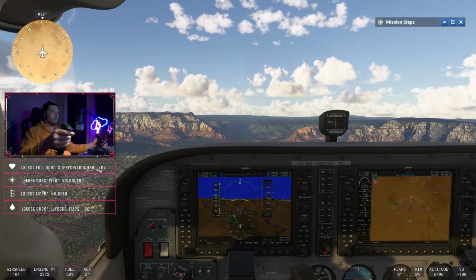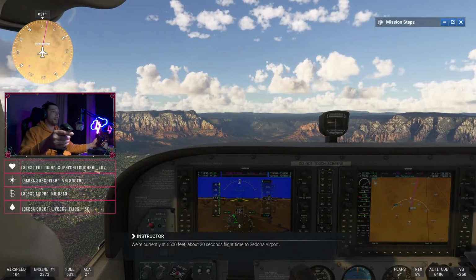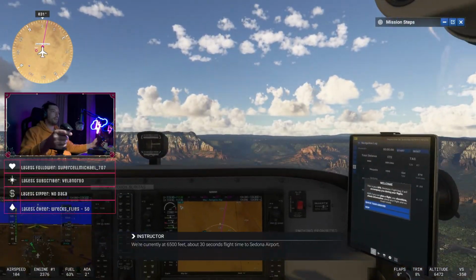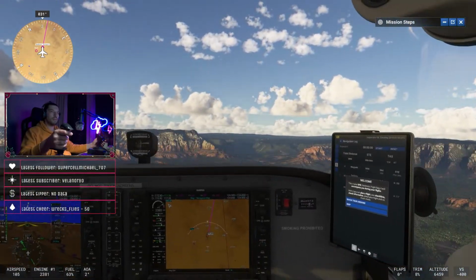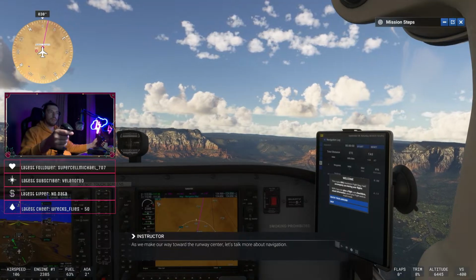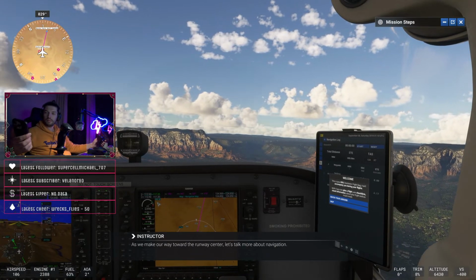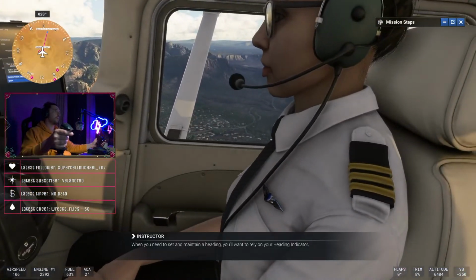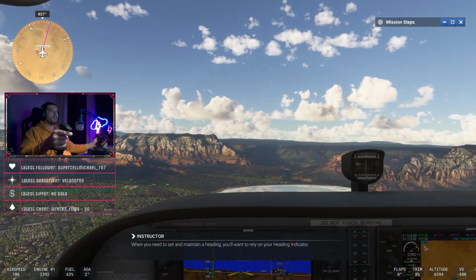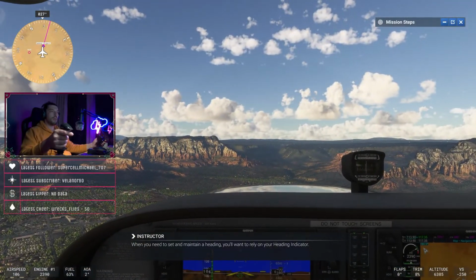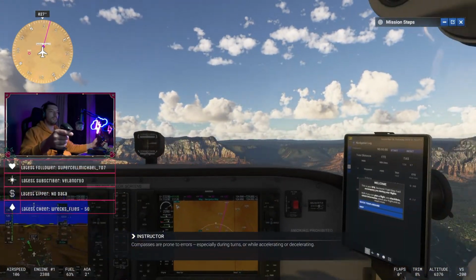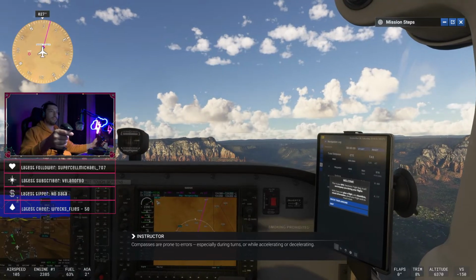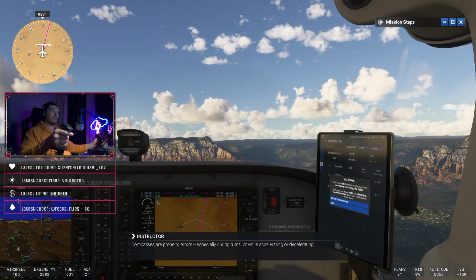We're currently at 6,500 feet, about 30 seconds flight time to Sedona Airport. As we make our way toward the runway center, let's talk more about navigation. When you need to set and maintain a heading, you'll want to rely on your heading indicator. Compasses are prone to errors, especially during turns or while accelerating or decelerating.